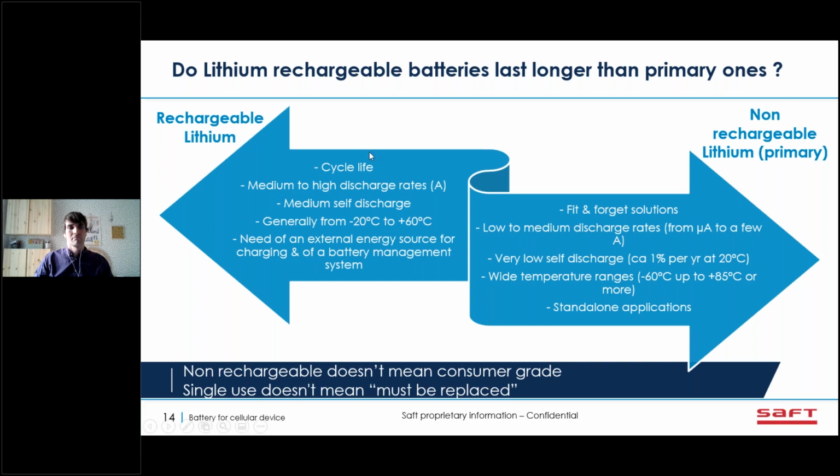So for rechargeable cells, you will have a look at the cycle life. It will be more applicable to medium to high discharge rates, so amps, and generally on a temperature range from -20 up to 60. If you go to non-rechargeable cells, so primary cells, it depends. You will have a lower level of current, but you will have a lower level of self-discharge and a wider range of temperature.